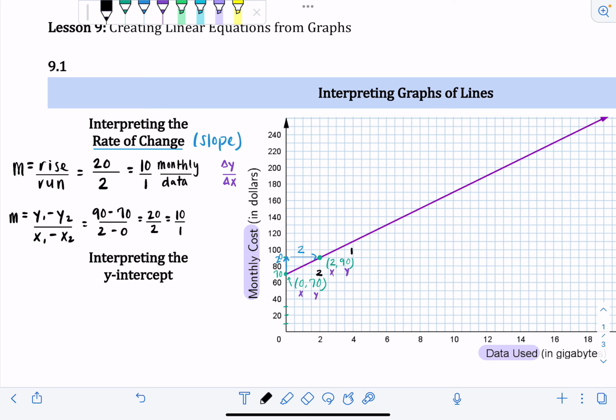Now we can kind of start to make sense of this. So our change is $10 per 1 GB of data used. Every time we go up by a gigabyte of data, our monthly cost increases by $10. Like with word problems where you write your final answer in a sentence, that's what we want to do here. So I'm going to give myself a little bit more room.